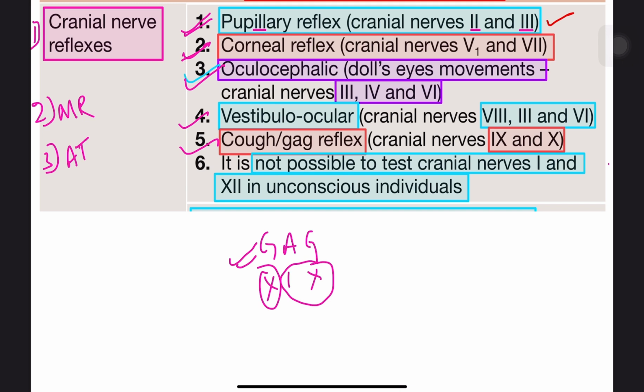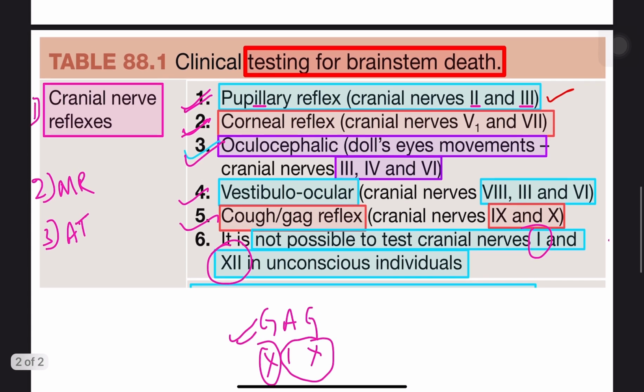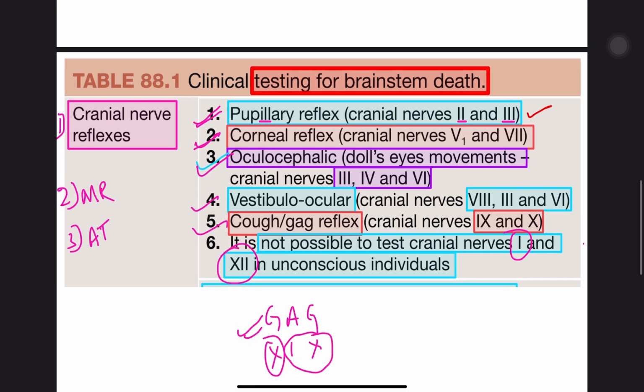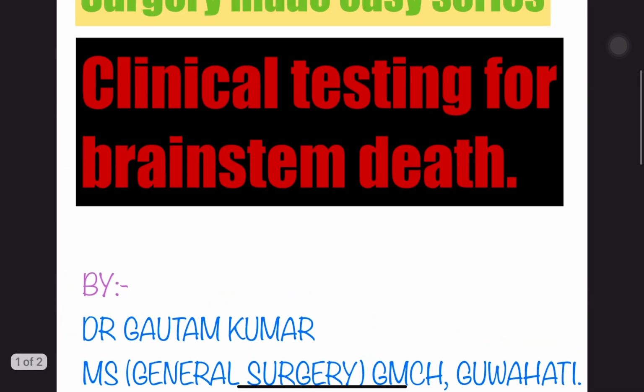And just remember that cranial nerves 1 and 12 you cannot examine in an unconscious individual: the first and last cranial nerves. So this much you should remember in cranial nerve reflexes. I hope it will help you. Okay, thank you.